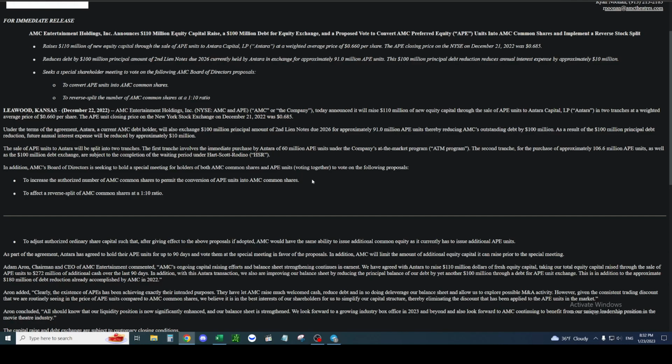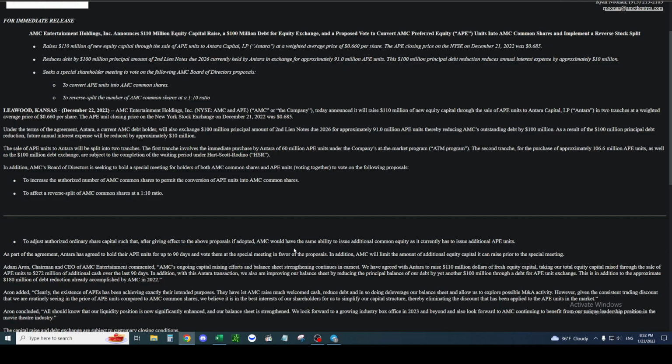The second part, we're going to call for a reverse split of those AMC shares, 10 to 1. So every 10 shares would end up equaling 1 share of the new AMC common shares. And that is to adjust authorized ordinary share capital after giving effect to the above proposals, so you need those two to go through. AMC would have the same ability to issue additional common equity as it currently has to issue additional APE.